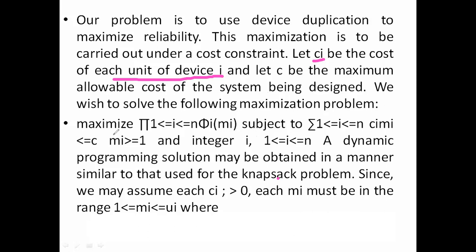We are using the formula: maximize the product over 1 less than or equal to i less than or equal to n of phi i, subject to the summation over 1 less than or equal to i less than or equal to n of Ci Mi less than or equal to C, where Mi is greater than or equal to 1, for each device i from 1 to n. This formula is used to obtain the dynamic programming solution, and it is also used for other problems.